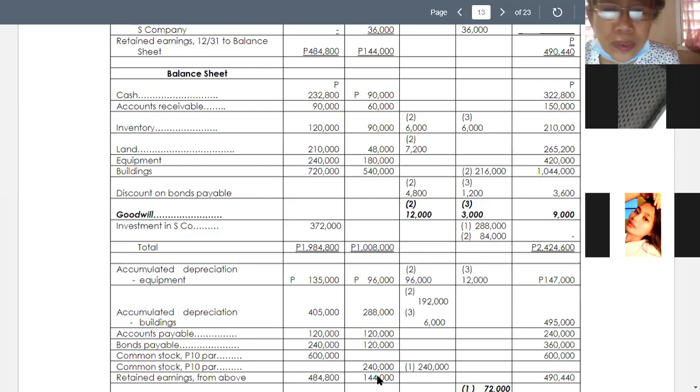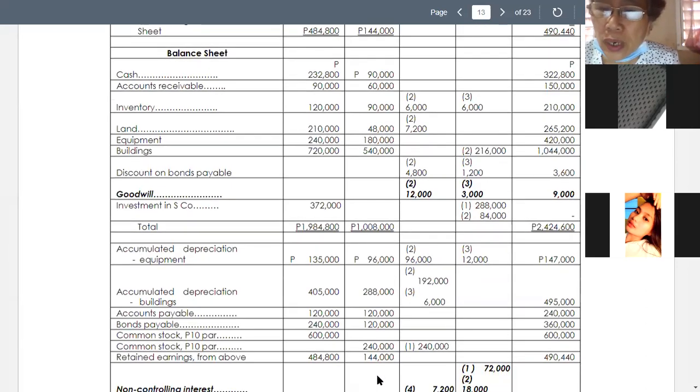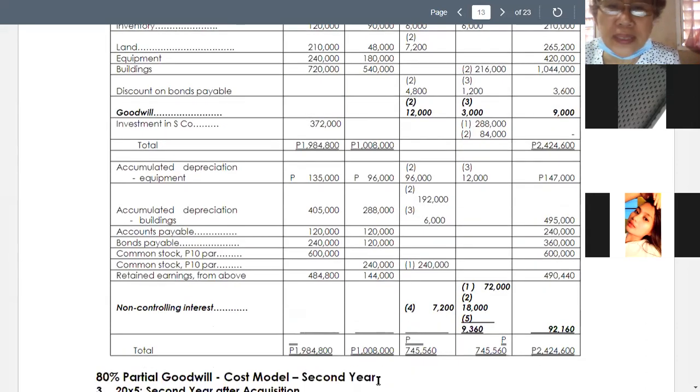Okay? Though that will affect your consolidated balance. Okay. Then we have your amount of retained earnings from the parent and subsidiary, and we have the total, and now we have the adjustments.